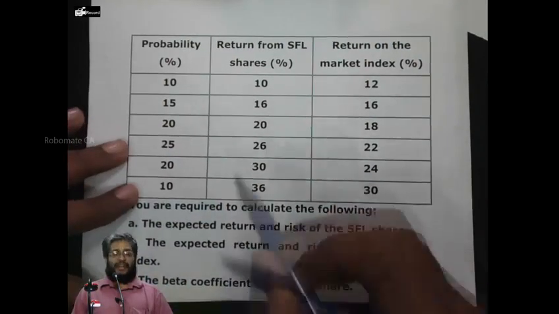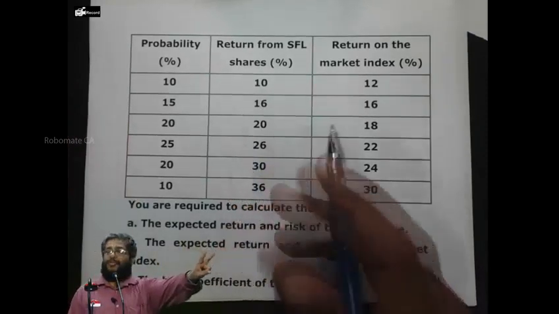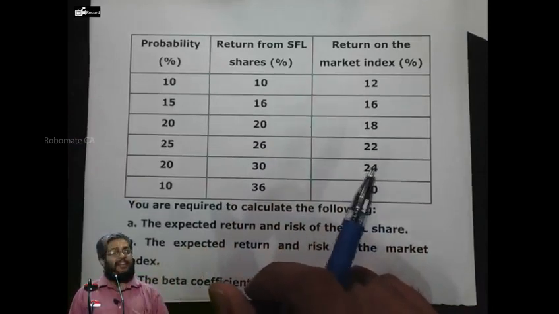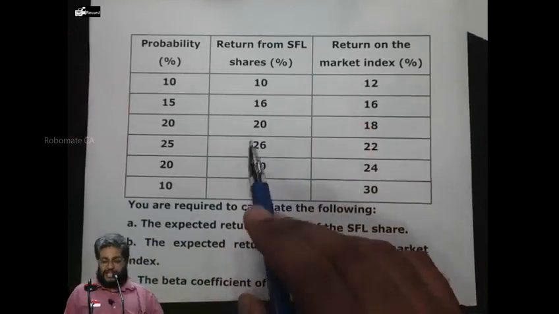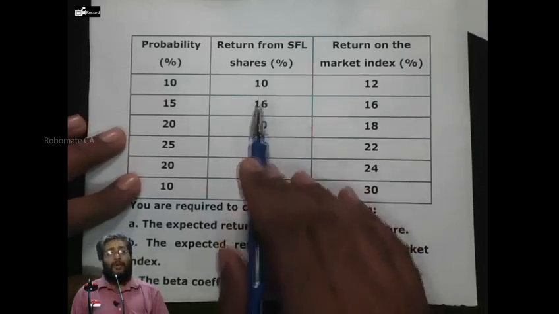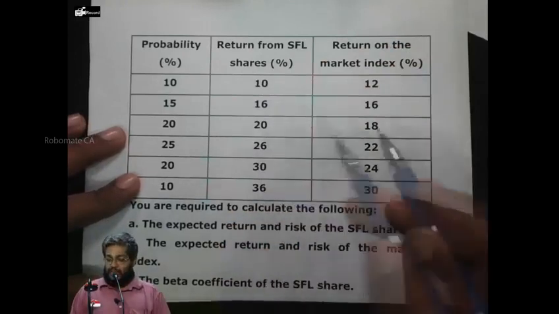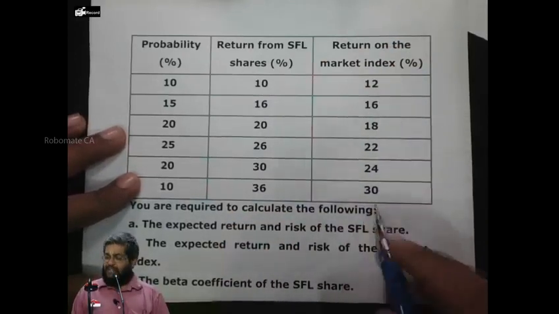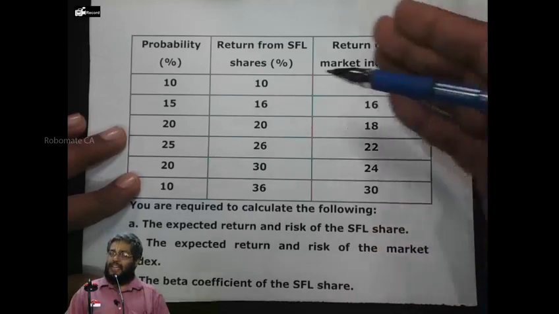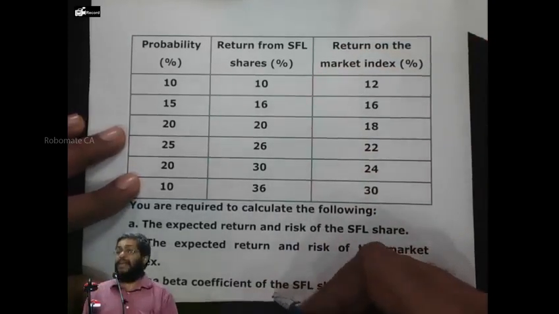A share can have a return and risk or not? Yes, a share can have a return and risk. A market portfolio can have a return and risk as well. Now, what is the expected return of a share? From the SFL share, will I expect 36% or 10%? No, I expect the average. What average? Weighted average. What is the expected return of the market index? 12 or 30? Average. What average? Weighted average. The second question is, what is the beta coefficient?